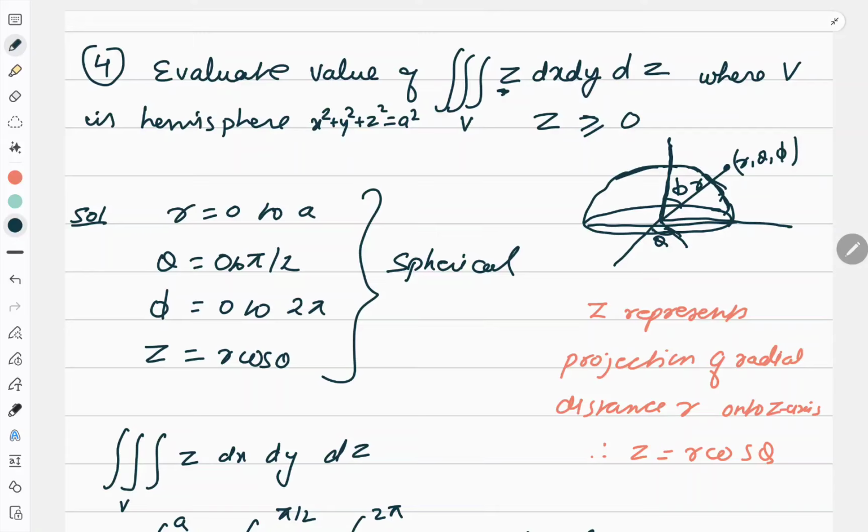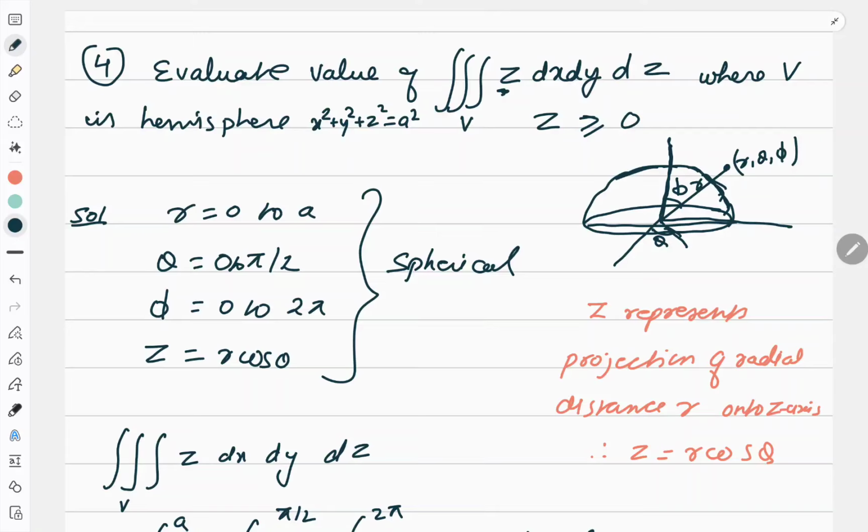Same with the ellipsoid. Same with the sphere. What was the volume for the sphere? 4 by 3 pi r cube. Because there was no function before dx dy dz. Okay, if there is a function, there will be a change. Please remember this concept. Now look at this last question.